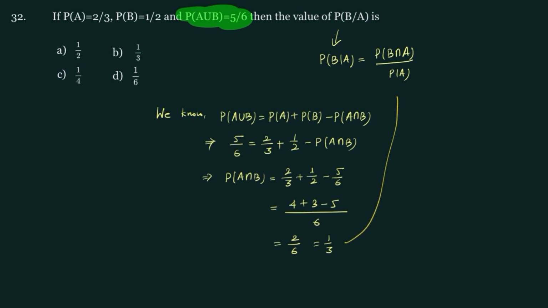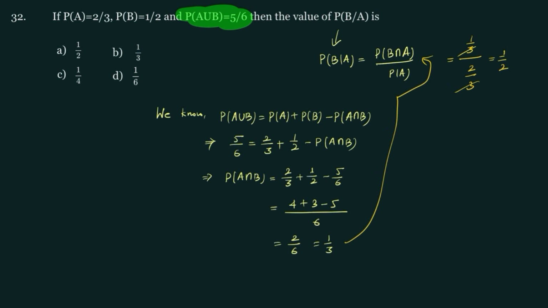So we will put this value here. So it will be equal to probability of B intersection A or A intersection B. It's the same thing. So we will write 1 by 3 divided by probability of A, which is 2 by 3. So here 3 and 3 get cancelled. So my answer is 1 by 2.